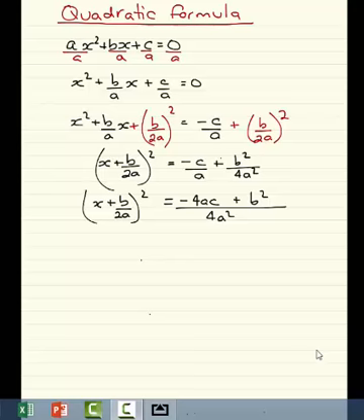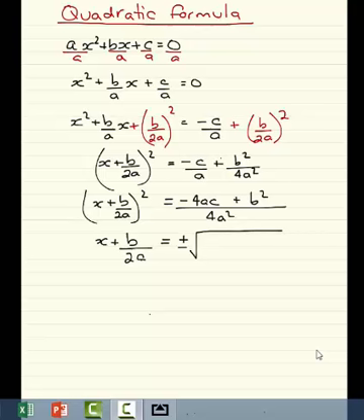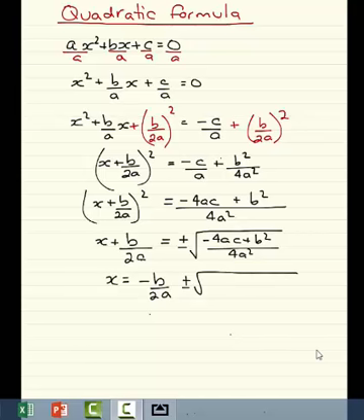Once I know that the left hand side is a perfect square, I can take the square root. So when I take the square root, I have x plus b over 2a, and on the right hand side I'm going to get plus or minus the square root of minus 4ac plus b squared all over 4a squared. So solving the equation, we've got x plus b over 2a, so we need to minus b over 2a. And I'm going to get minus b all over 2a plus or minus the square root of minus 4ac plus b squared all over 4a squared.